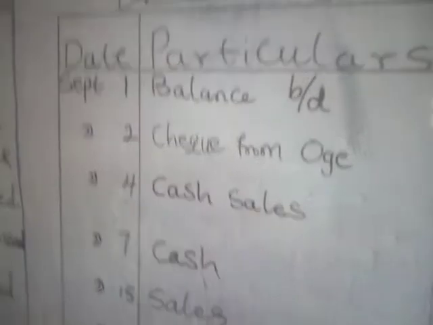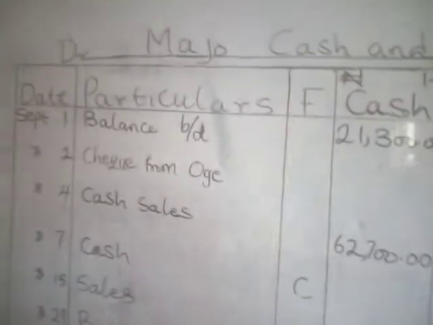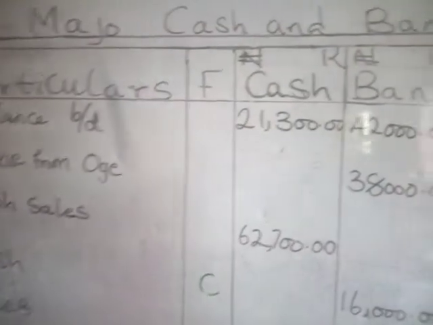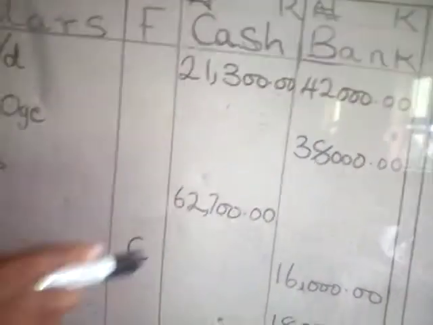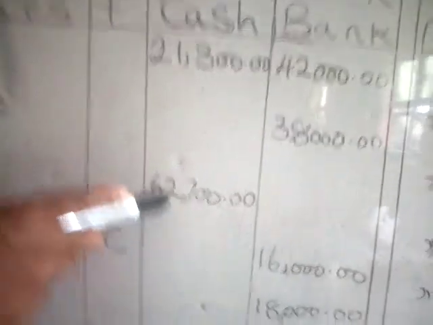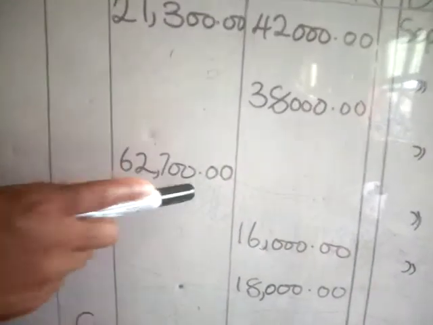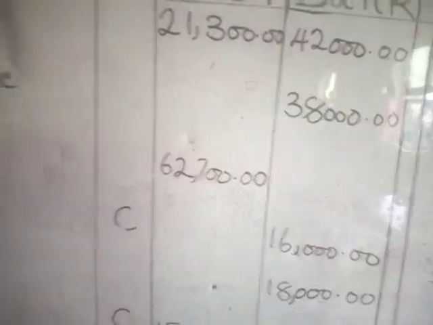On the 4th, there was a cash sale. So when somebody buys something from you, the person pays you. So it is an income. So what will happen? You debit it. And since it's a cash sale, you record it under the cash column. That is why we have our 62,700 naira.